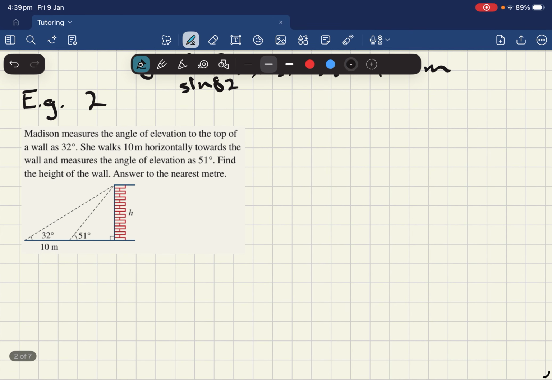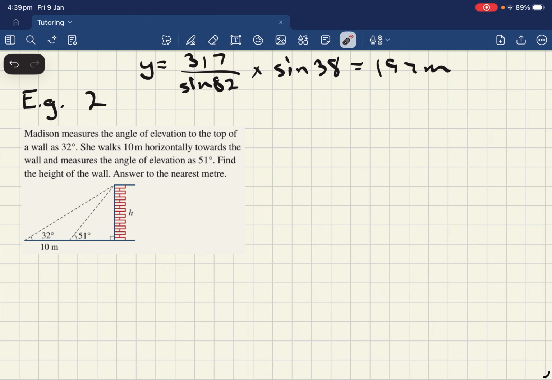Now, example 2. You can read through the question, but it's good we have a diagram here. We have an angle of elevation to the top of a wall of 32 degrees, and a person walks horizontally 10 meters. So 10 meters is just this length here, and then measures the angle of elevation as 51 degrees. And we want to find the height of the wall. So for this one here, we can do a couple of things to get around a problem like this. Now, we're missing a bit of information, okay? So we can't just use right angle trigonometry easily to find the height h, because we're only given this part here, this length of 10.